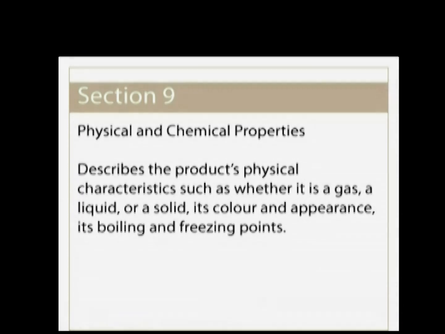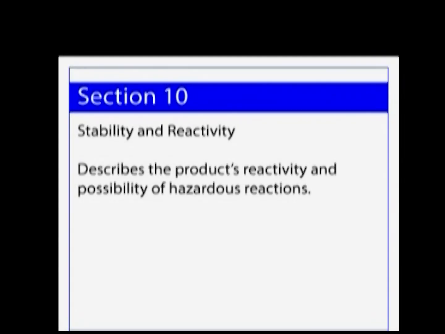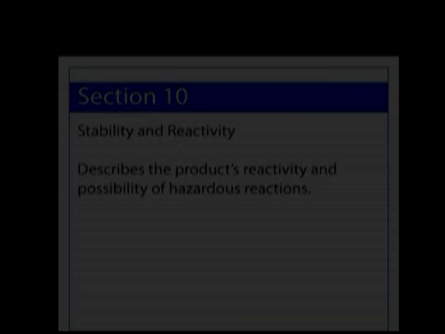Section 9, Physical and Chemical Properties, describes the product's physical characteristics, such as whether it is a gas, a liquid, or a solid, its color and appearance, its boiling and freezing points. Section 10, Stability and Reactivity, describes the product's reactivity and possibility of hazardous reactions.